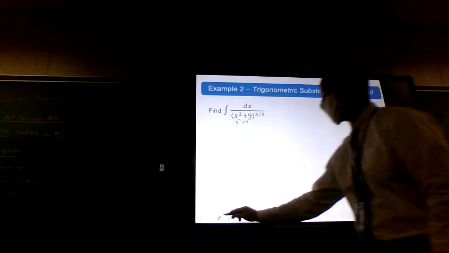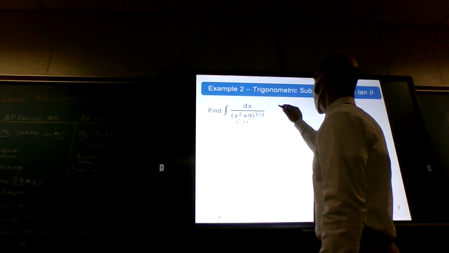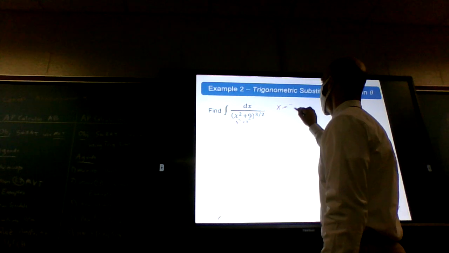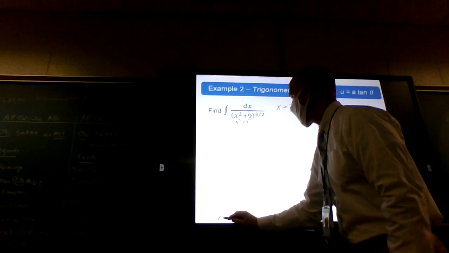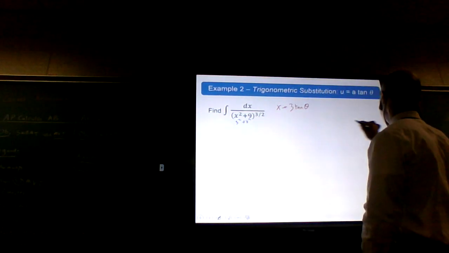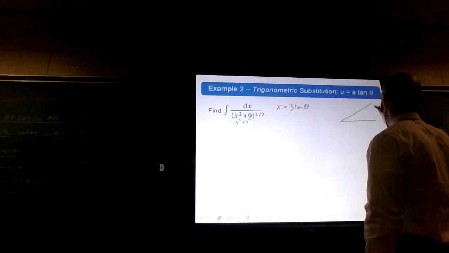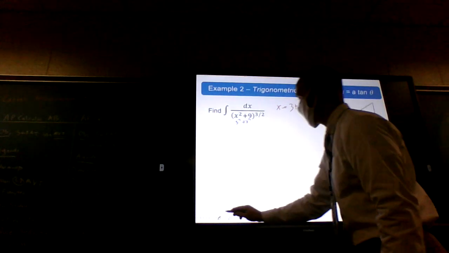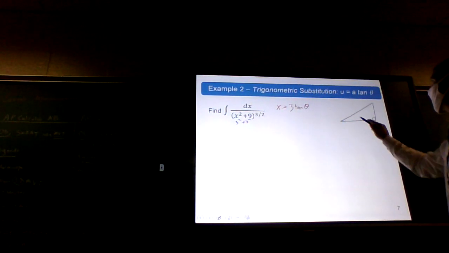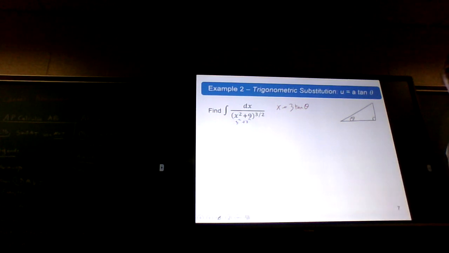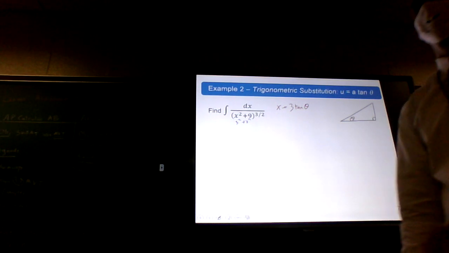So in this example, I'm going to say x equals 3 tangent theta. And again, I'm going to draw my little reference triangle over here. And again, this reference triangle is not required, but it's been my experience that if you do it, you tend to not screw it up. And if you don't do it, you tend to get things mixed up. Okay.